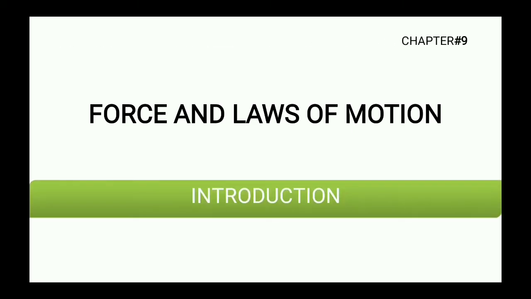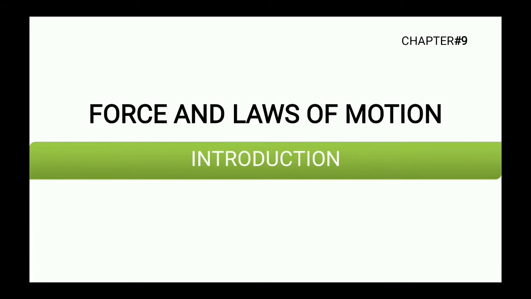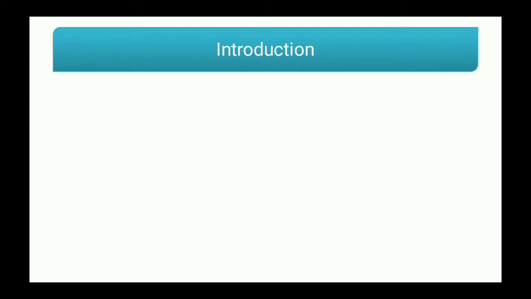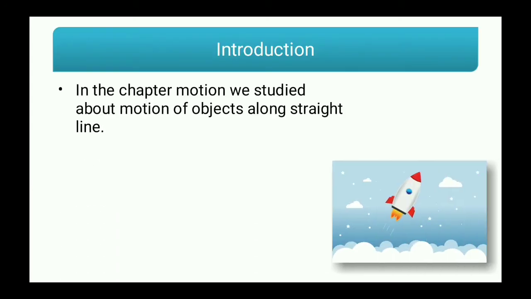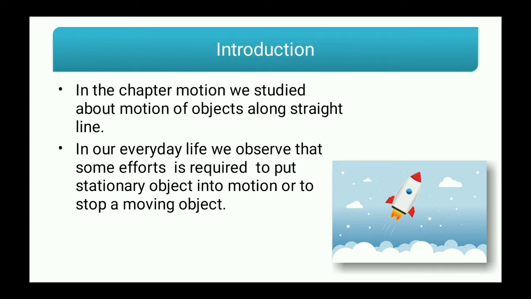The chapter's name is Force and Laws of Motion. This is the ninth chapter in your textbook and we are going to study the introductory part of the lesson. So let us start. As I said earlier, in the last chapter, that was motion, we studied about motion of the objects along a straight line. We also dealt with various terms like velocity, acceleration, distance traveled by the body. We now know that motion can be uniform or non-uniform.